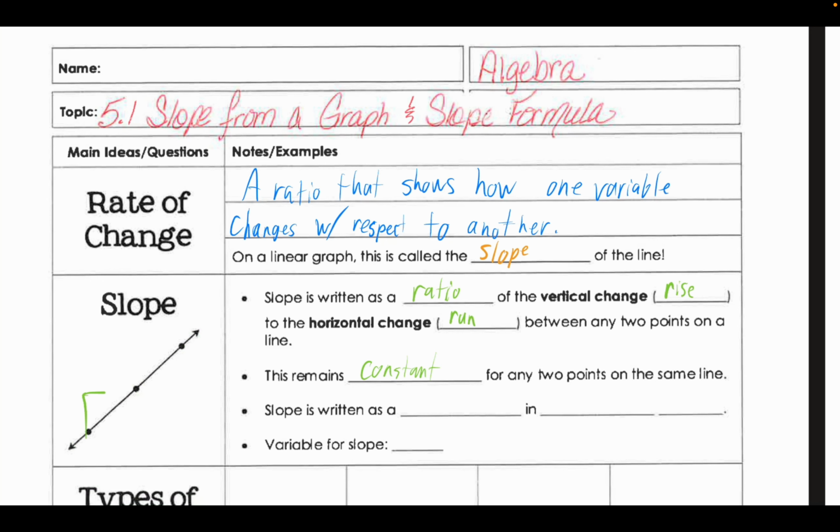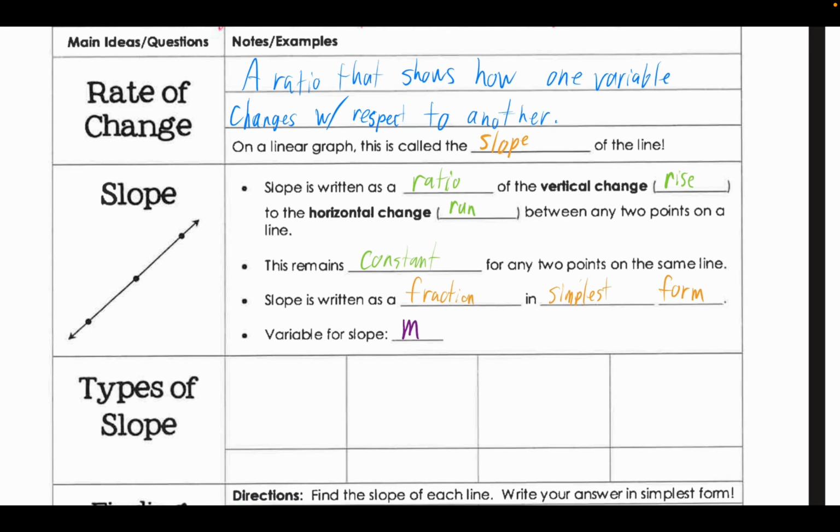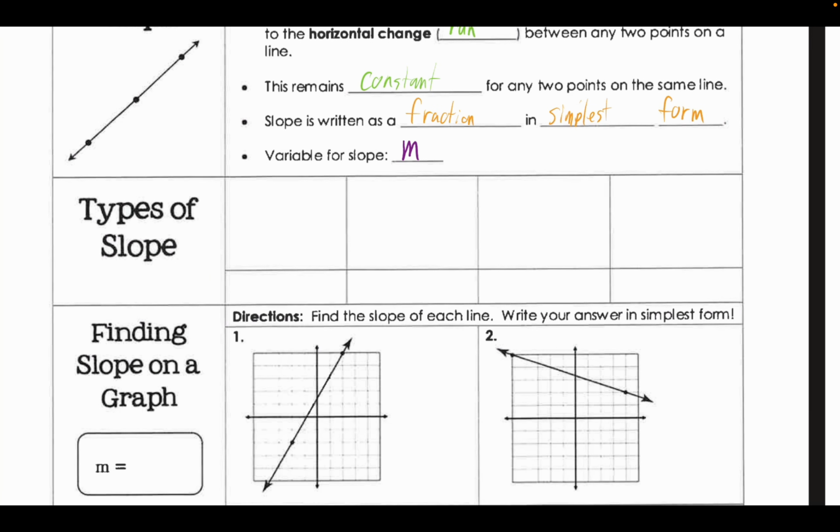So the slope from the first point to the second point would be the same as the second to the third point. And slope is written as a fraction in simplest form. And our variable used for slope is m. So there are 4 types of slope because there are 4 things that fractions can be. And since slope's written as a fraction, that is the case.